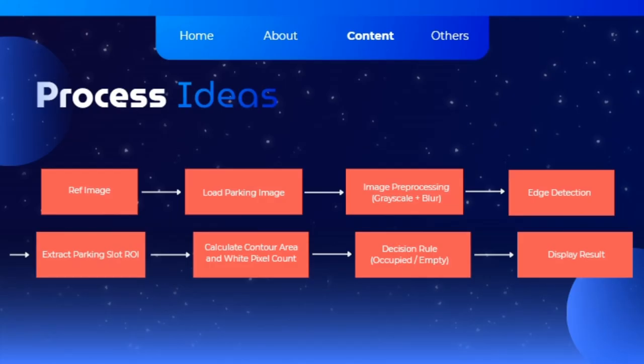Then we extract the region of interest or ROI for each parking slot. Next, the system calculates the contour area and white pixel count within each parking space. And finally, the decision rule is applied to determine whether the parking space is occupied or empty, and the result is displayed on an image that I will show you later.